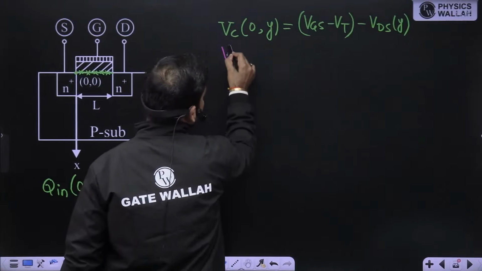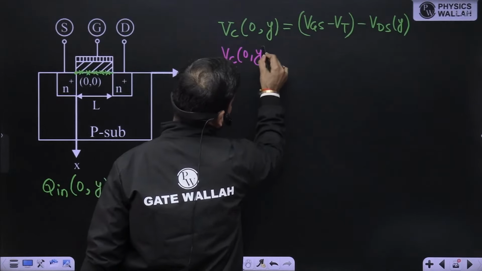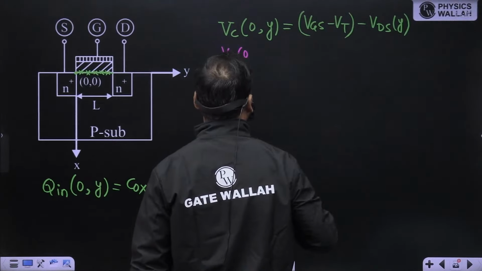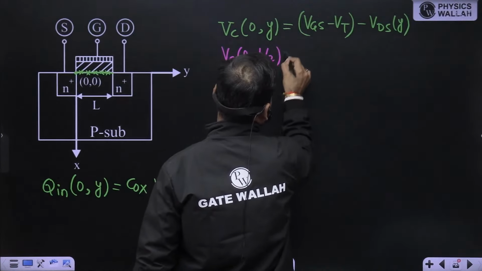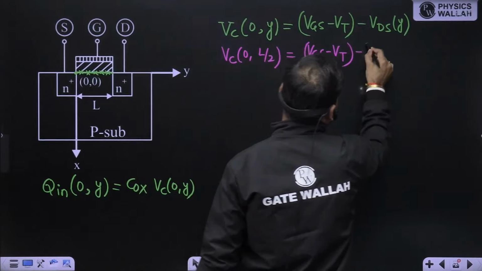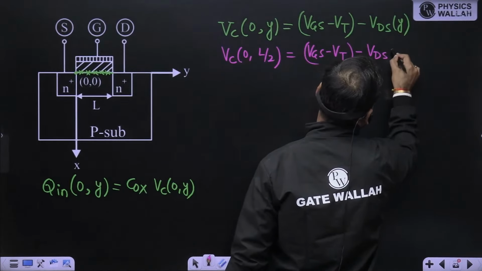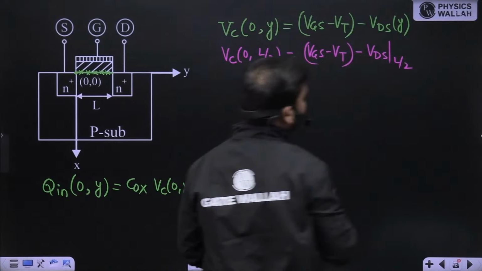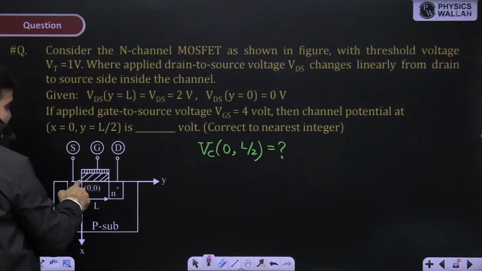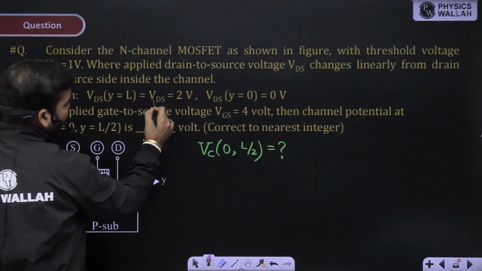So what is the question asking about? At X equals 0, at any distance y, and y equals how much? L by 2. So VGS minus VT is fixed at X equals 0, minus VDS at L by 2. What is VDS at L by 2? VDS is varying from 0 at y equals 0, and it is varying up to 2 volt.